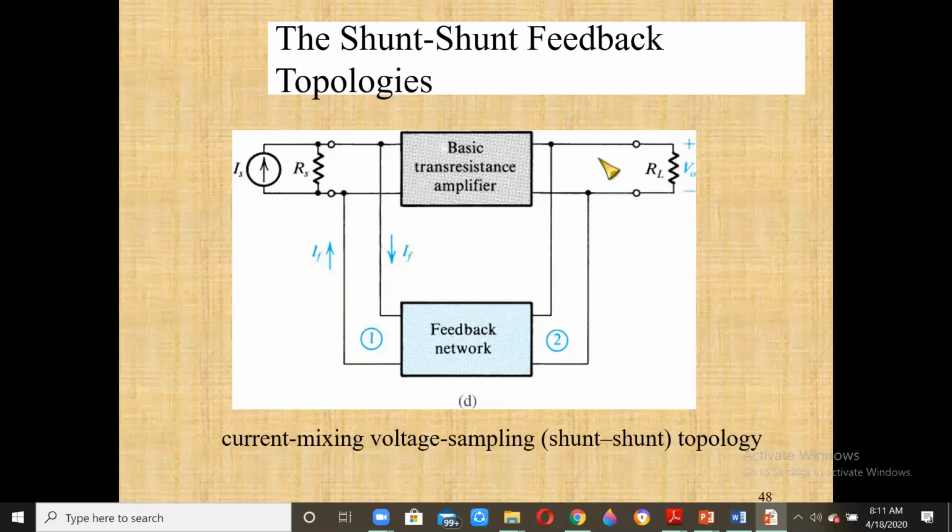So RL will be coming in parallel with this, and RS also. So here we are taking a source current source IS. That is the Norton's equivalent we are taking here. And because the input fed is IF, II will be equal to IS minus IF, or IS will be equal to II plus IF.